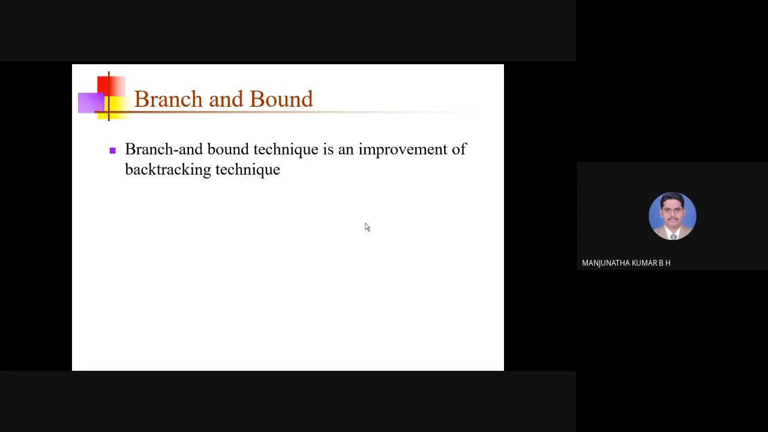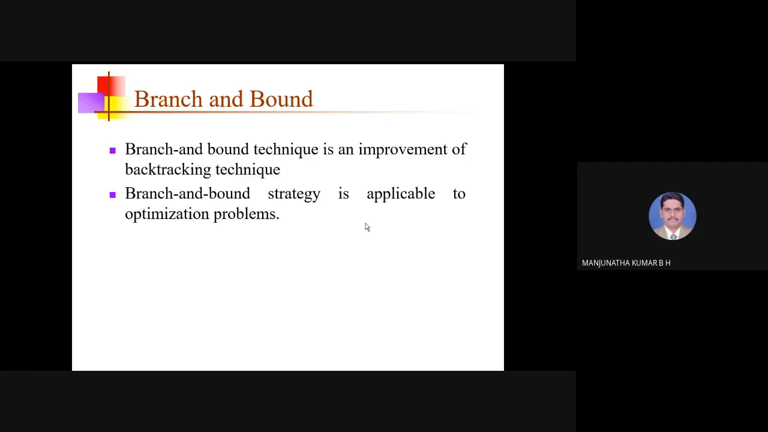There are two types of bound value, lower bound and upper bound value. It depends on the problem. That bound value calculation is absent in backtracking but present in branch and bound. So the bound value will decide in which path we have to continue searching the solution. Hence, branch and bound strategy is applicable to optimization problems. This is one more point you should remember.